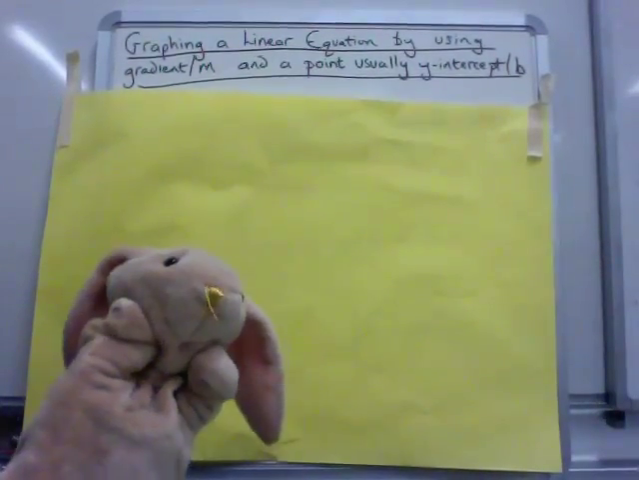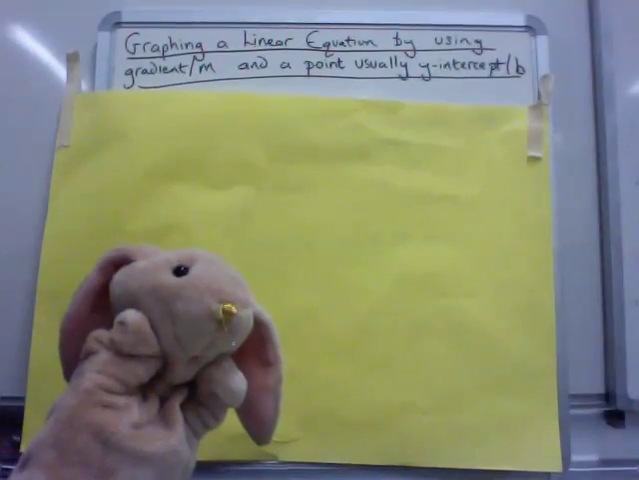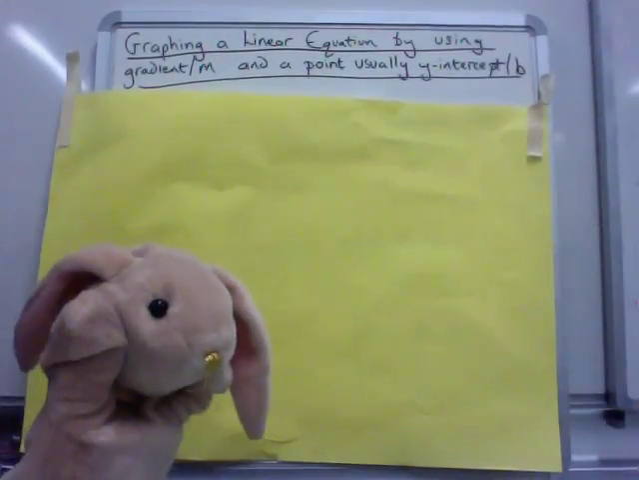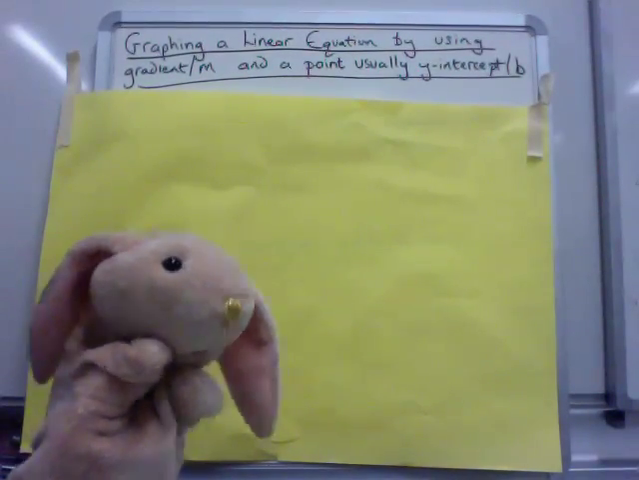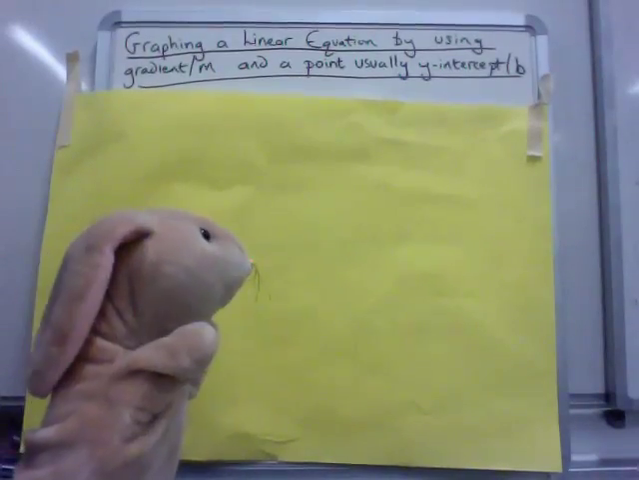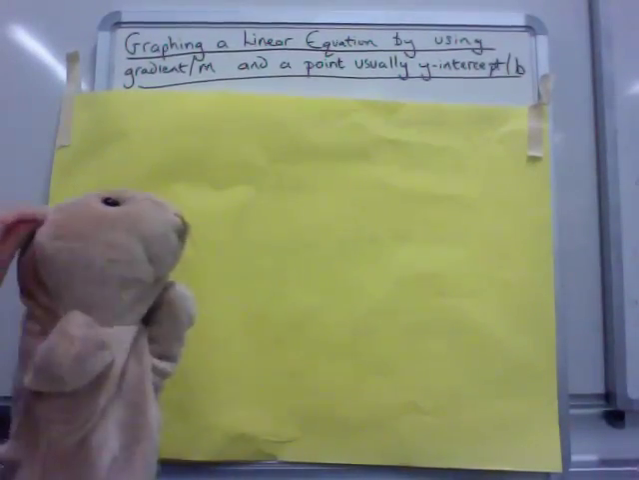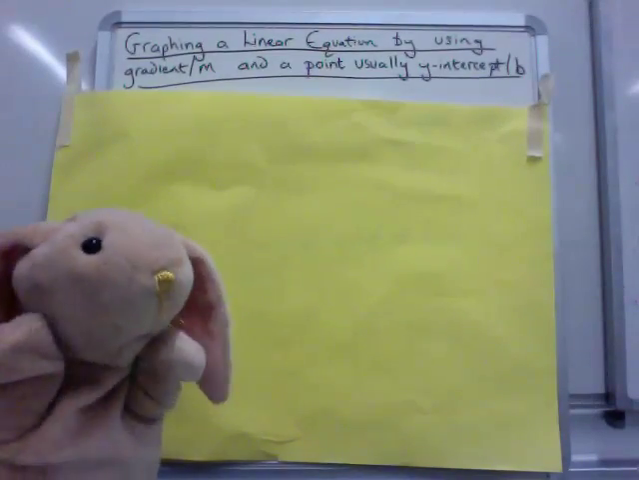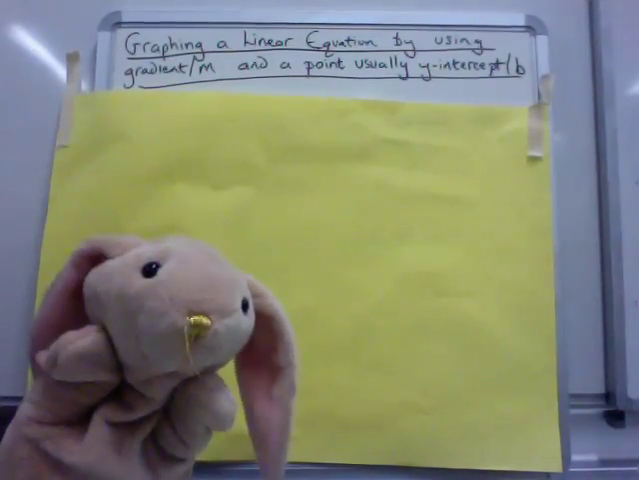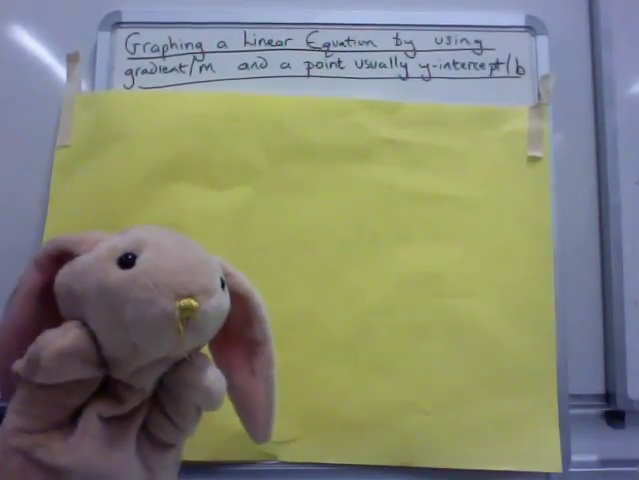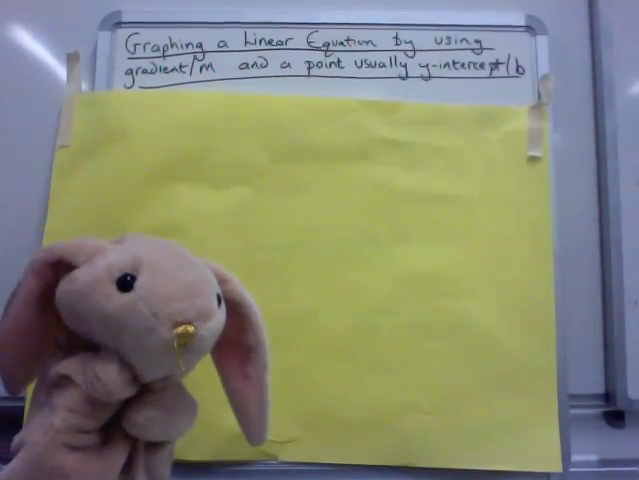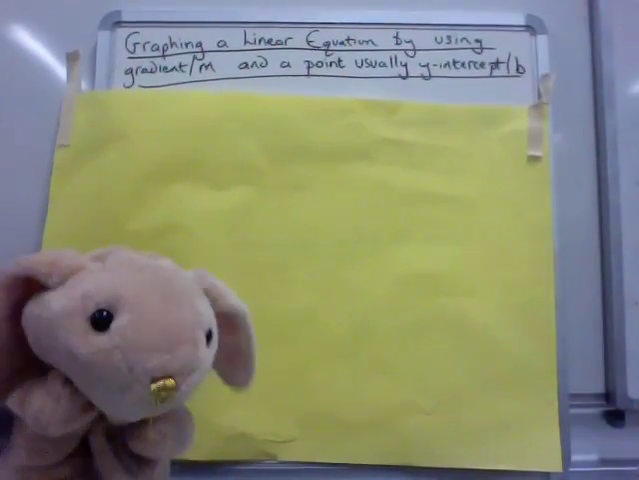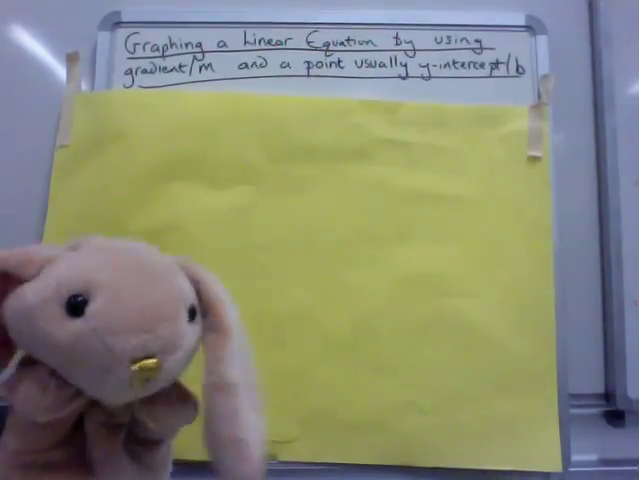This time we're going to be graphing a linear equation by using the gradient m and a point, but usually it's the y-intercept that we've been given. Now you should notice that lots of things on the sheet behind me you already know, and we're actually applying ideas you should know. If you've watched the videos in sequence, you should be okay. And we have an idiot-proof method. Let's have a look and get on with it.